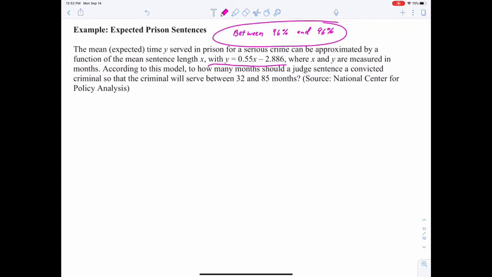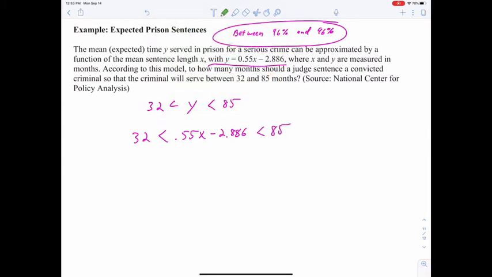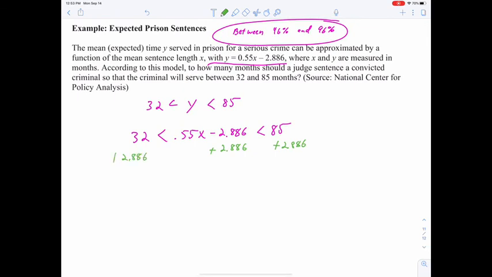All right, so here we go. So 32 months less than the equation, well, let's just call it Y for now, less than 85. So in other words, the time served between 32 and 85 months. So we fill in Y as this equation, 0.55x minus 2.886, less than 85, right? So in the middle, we want to get x by itself. So first thing we'll do is add 2.886 to all three parts.